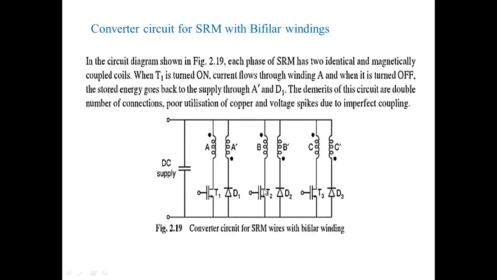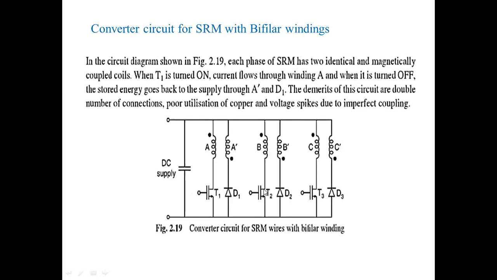And next one, another configuration of a power converter circuit: if we consider a power converter circuit for an SRM with bifilar windings. These are called bifilar windings. Here, each phase of the switched reluctance motor has two identical and magnetically coupled coils.